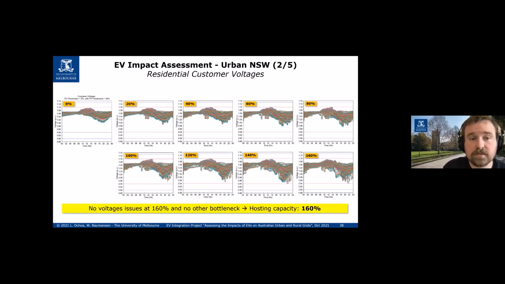Again, you can see that voltage rise during those daylight hours. You can see that bump there, and this is higher with a higher PV penetration and PV size. And again, we can see the voltage dropping as EV increases, but we don't actually exceed the limit. So we could say the hosting capacity is also 160%.